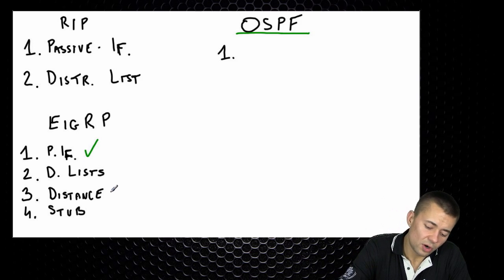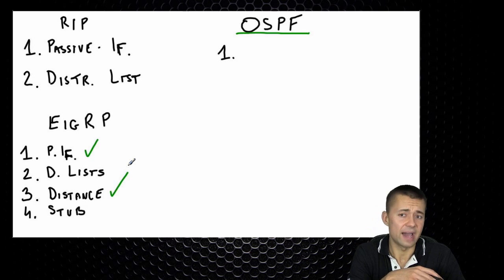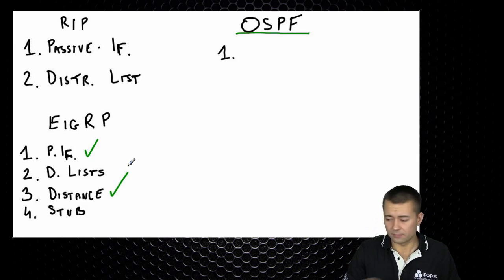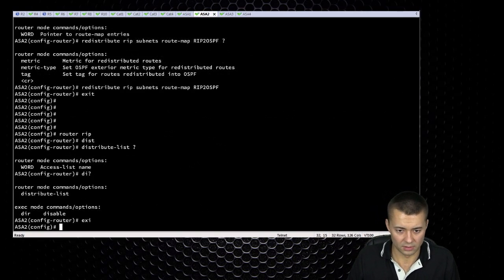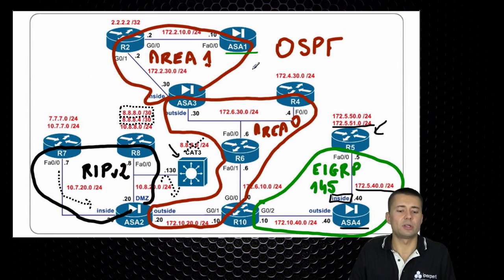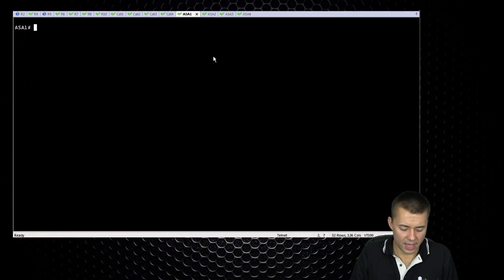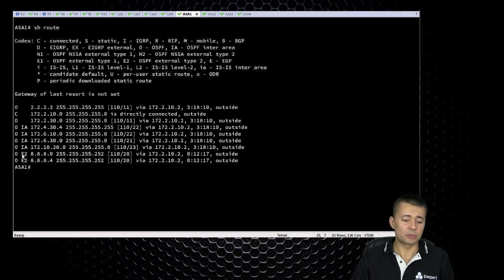A distance is also a valid solution because there is a command we can use, but as we will see, it works differently than on iOS. Let's take a look at ASA 1, which is part of Area 1. This device should already have information in its routing table about the external prefixes we have redistributed from RIP, which are those two.